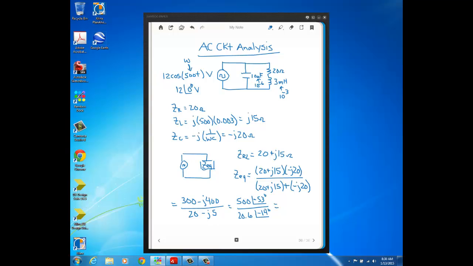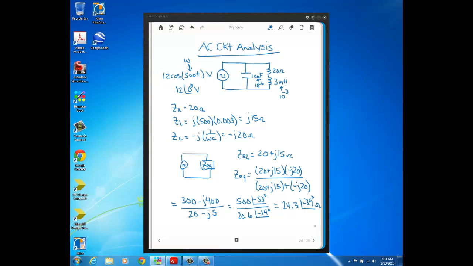Alright, so you work out this division here. So 500 divided by 20.6 gives you 24.3. And then minus 53 degrees minus a minus 14 degrees. So minus 53 plus 14 gives you minus 39 degrees. Alright, and the units here are ohms. So that's our Z equivalent.